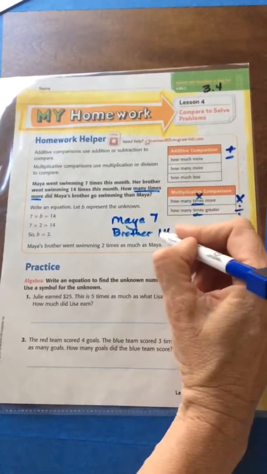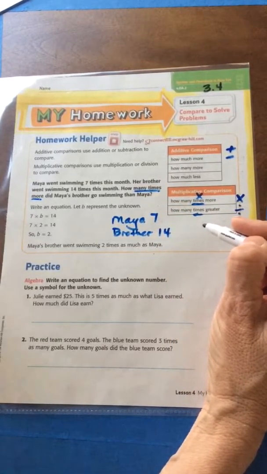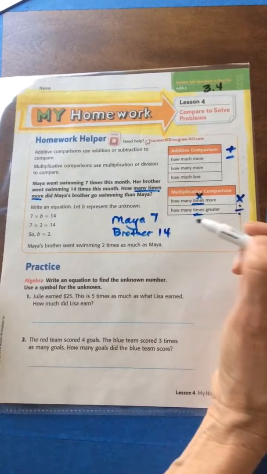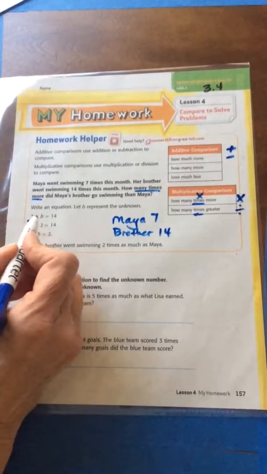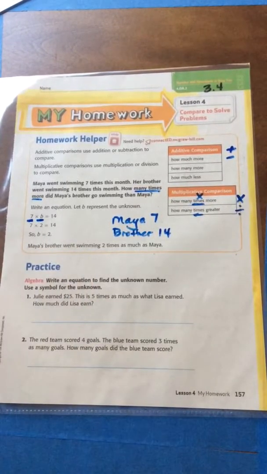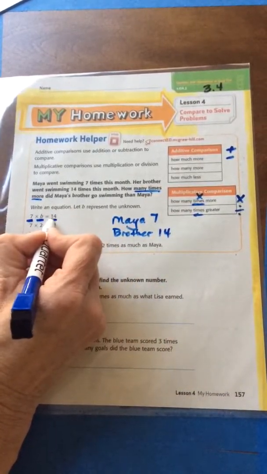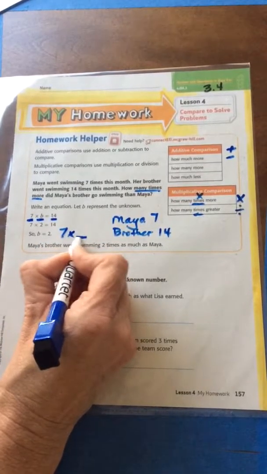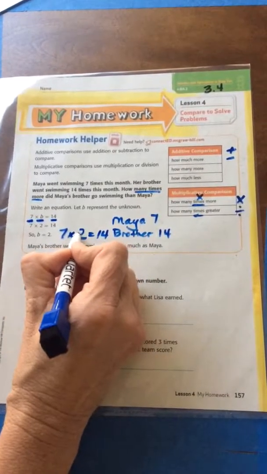Okay? So you have to set this up as a multiplication question. We want to know how many more times her brother went than she did, right? So they say, hey, she did 7 times. Her brother did a multiplication amount more than her and got to 14. So basically what you need to know is what times 7 gives you 14. And the answer is 2.